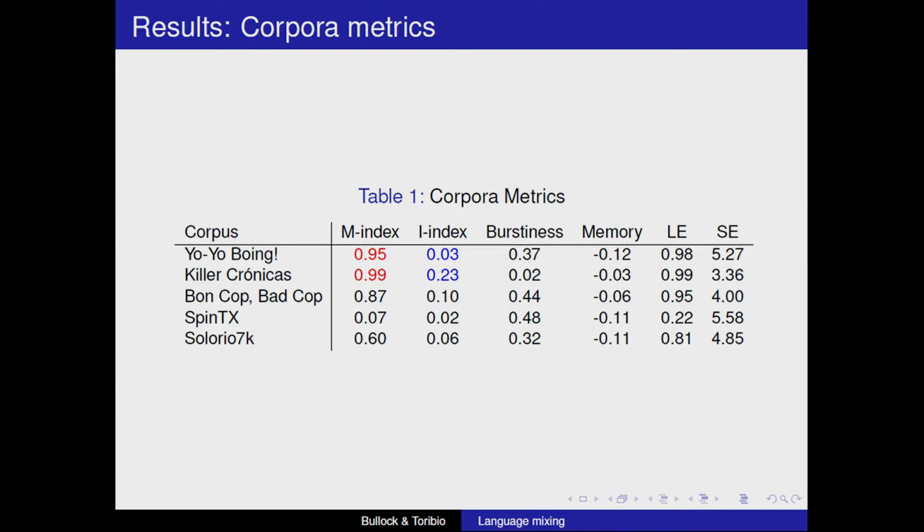If you go further along, for burstiness, you might think of it in terms of like surprisal, right? Is code switching regular or not? And you can see in Killer Crónicas that it is not bursty, right? It's very low, okay? It's not bursty because the switching is indeed regular, whereas in Yo-Yo Boing, surprise, you're switching from one language to the other. And the same types of metrics hold for the rest.